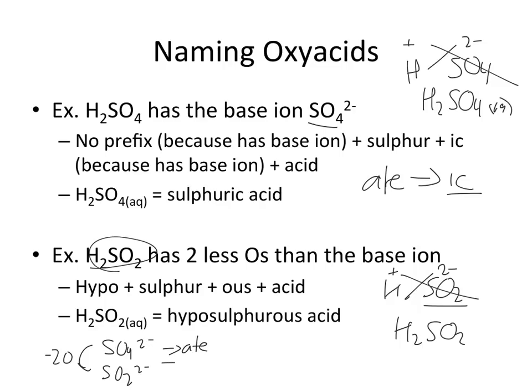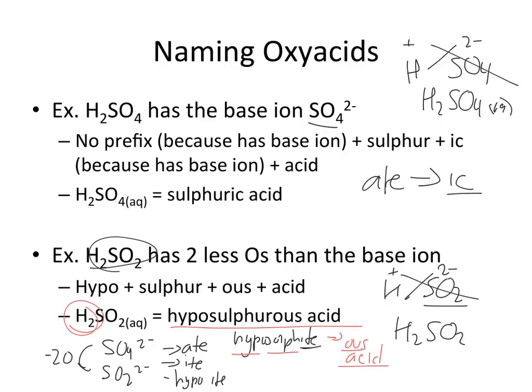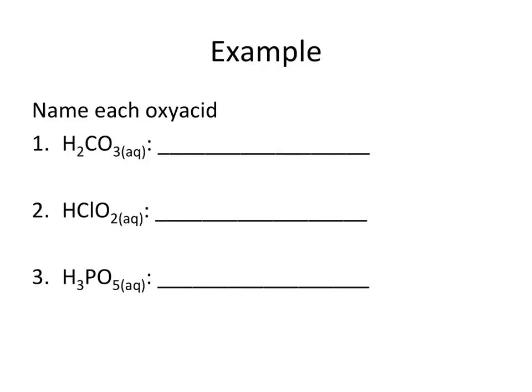If it lost 1, it would be ite, and if it lost 2, it would be hypo-ite. So this would be hyposulfite. Now remember that this ending ite, when we add some hydrogens to it, turns into -ose acid. So putting it together, we get hyposulfurous acid. Hyposulfurous acid.